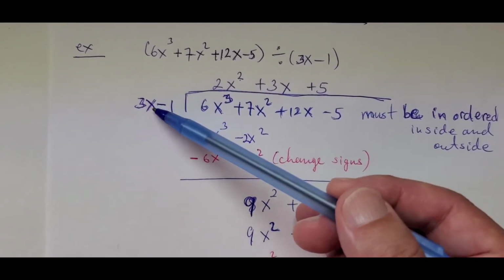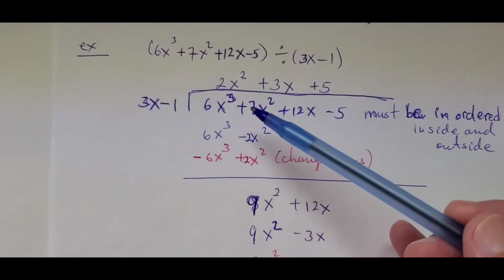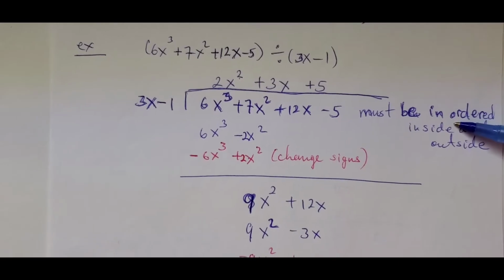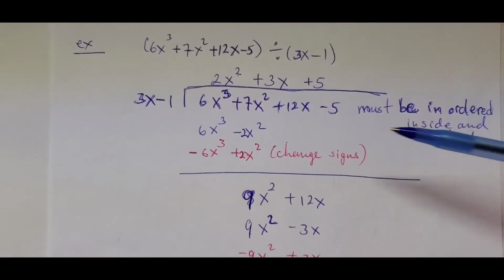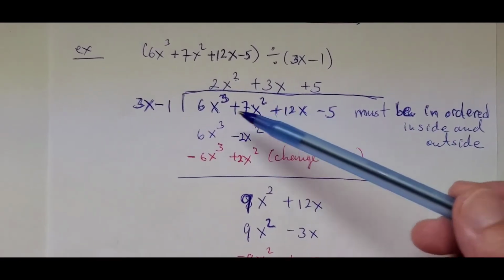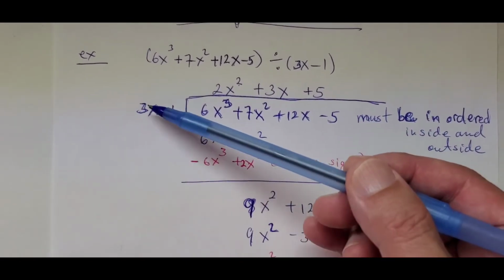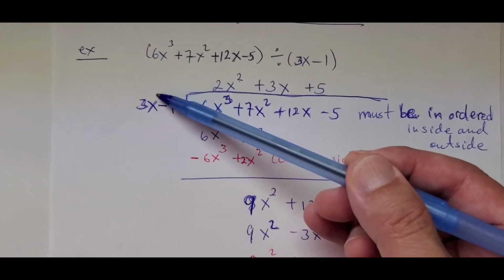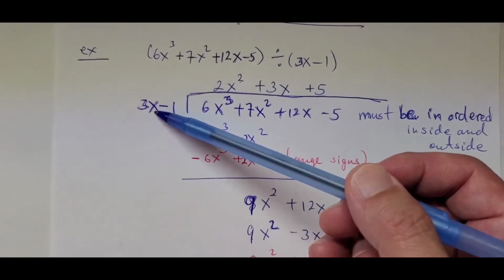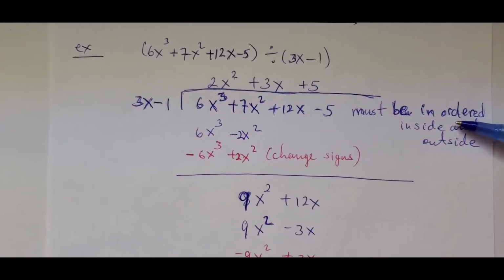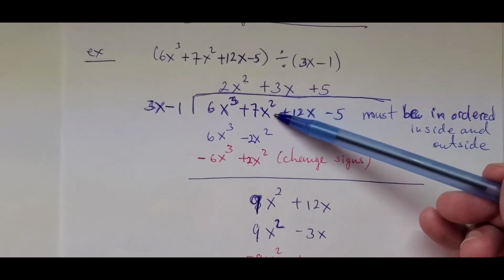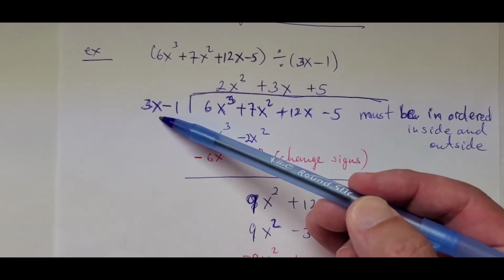Inside and also outside. Remember, the polynomial must be in order inside and also outside. If you look at the outside, it's just one power and zero power. So that's the first thing you have to do: make sure the powers are in order inside the polynomial and also outside.